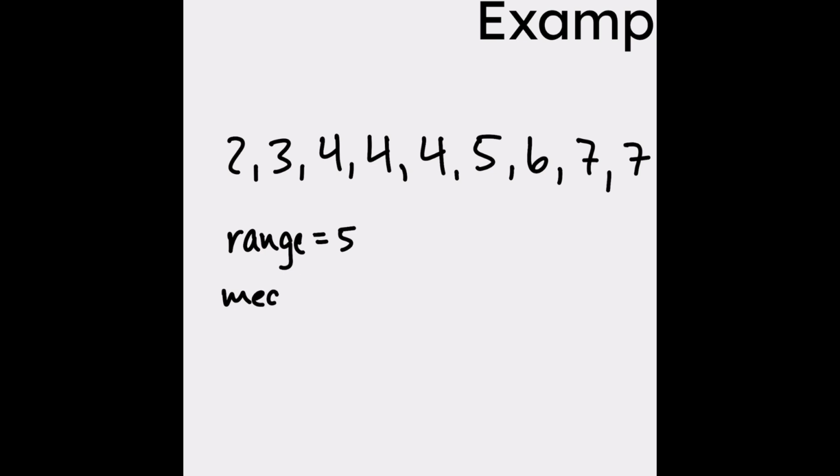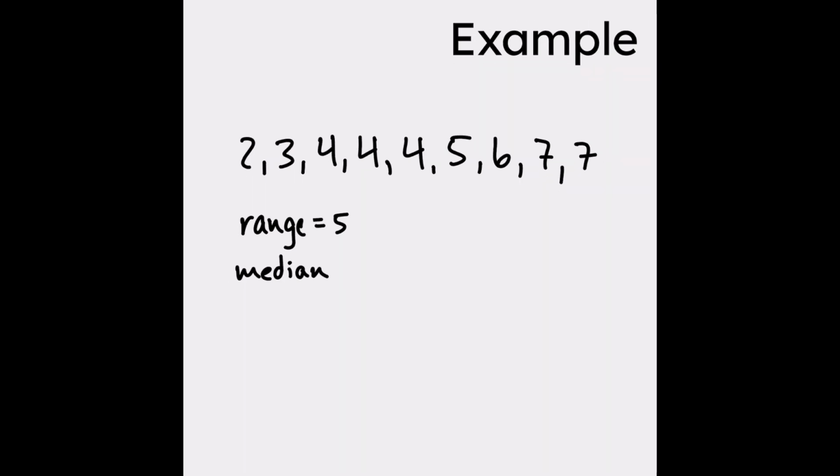The median is the middle value. So if we cross out the values until we get to the middle, that's going to be 4 is the median. The mode is going to be 4 because you can see that 4 occurs 3 times. The next largest frequency is 7, which occurs twice, but since 4 occurs the most times, 4 is going to be the mode. And lastly, the mean.